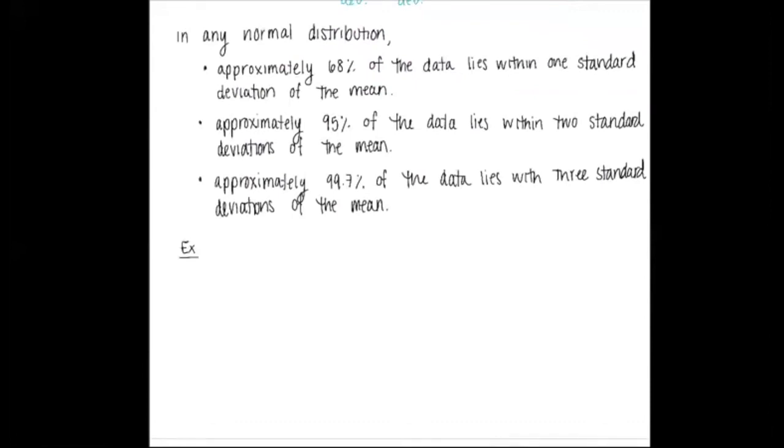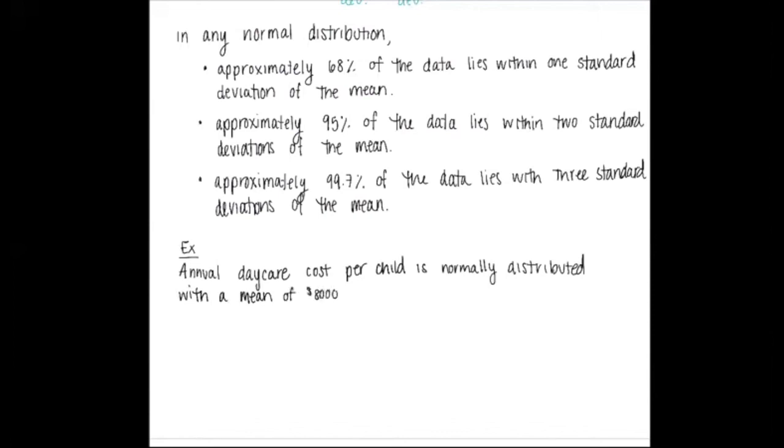So let's just look at one example. Annual daycare cost per child is normally distributed with a mean of 8,000 and a standard deviation of 1,500.